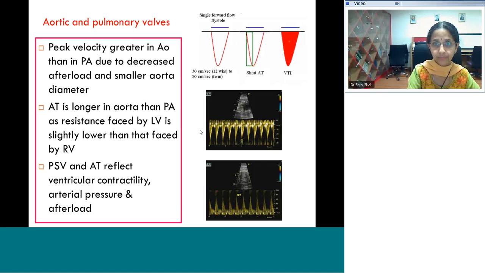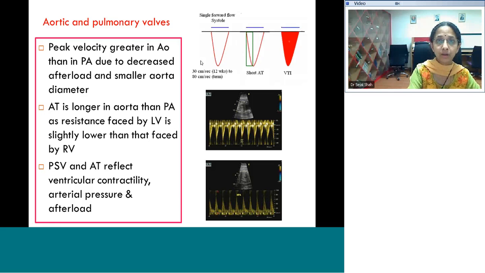What are the parameters we can see in the Dopplers? One is the acceleration time. The acceleration time is from the beginning of the Doppler to the peak. And second is the velocity time integral. How do you get the velocity time integral? You just have to trace the whole tracing of the aortic valve and you get a velocity time integral. It practically means the mean velocity into the time duration taken.